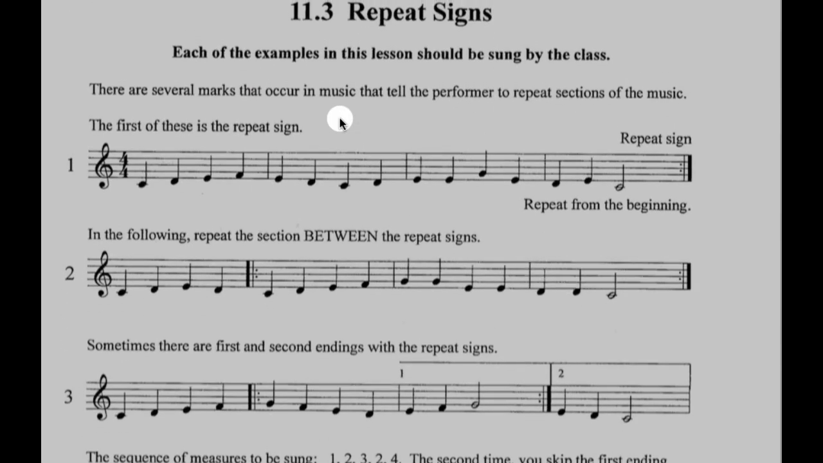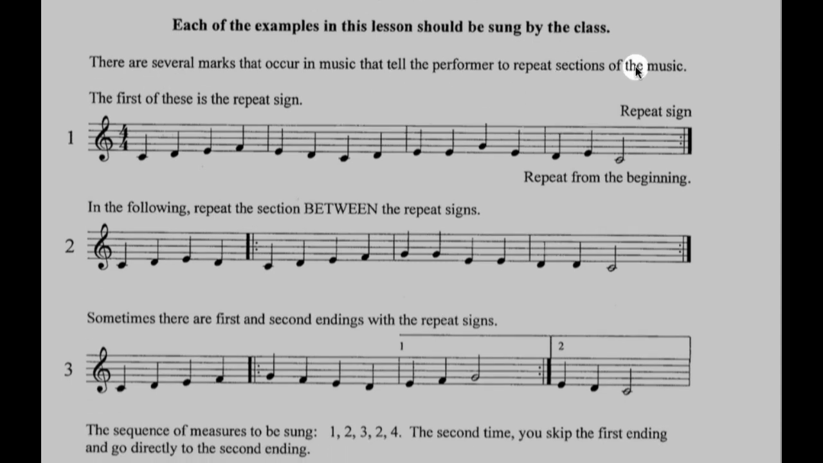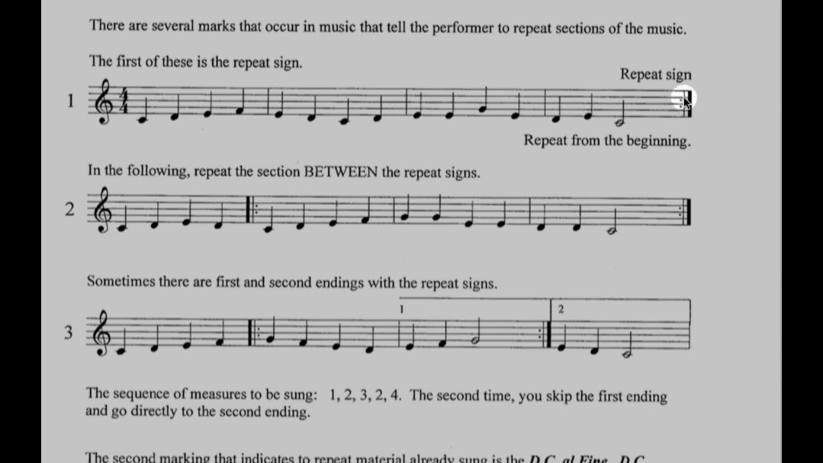Now repeat signs. There are several marks that occur in the music that tell the performer to repeat sections. The first of these is the repeat sign. It has a double bar line with 2 dots. That means go back to the beginning. Or in this case, go back to its opposite repeat sign.